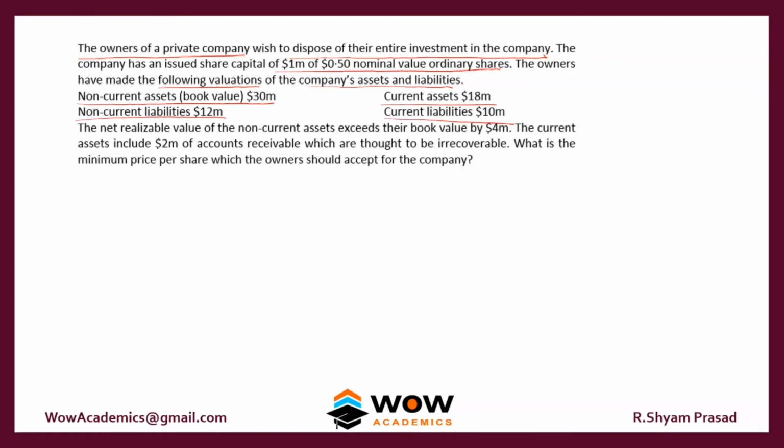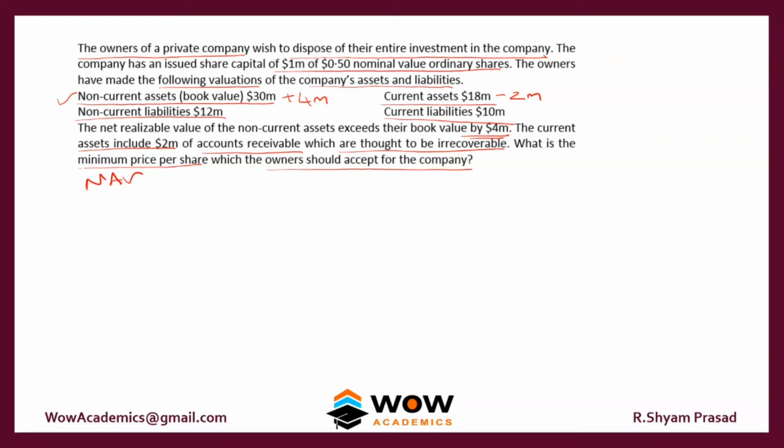They say that the net realizable value of non-current assets exceeds by 4 million, so it means add another 4 million here. The current asset includes 2 million of accounts receivable, which are thought to be irrecoverable. So that value is not going to be realized, so you can deduct 2 million. What is the minimum price which the owner should accept? Whenever they ask you the minimum price, they are asking you the NAV value.